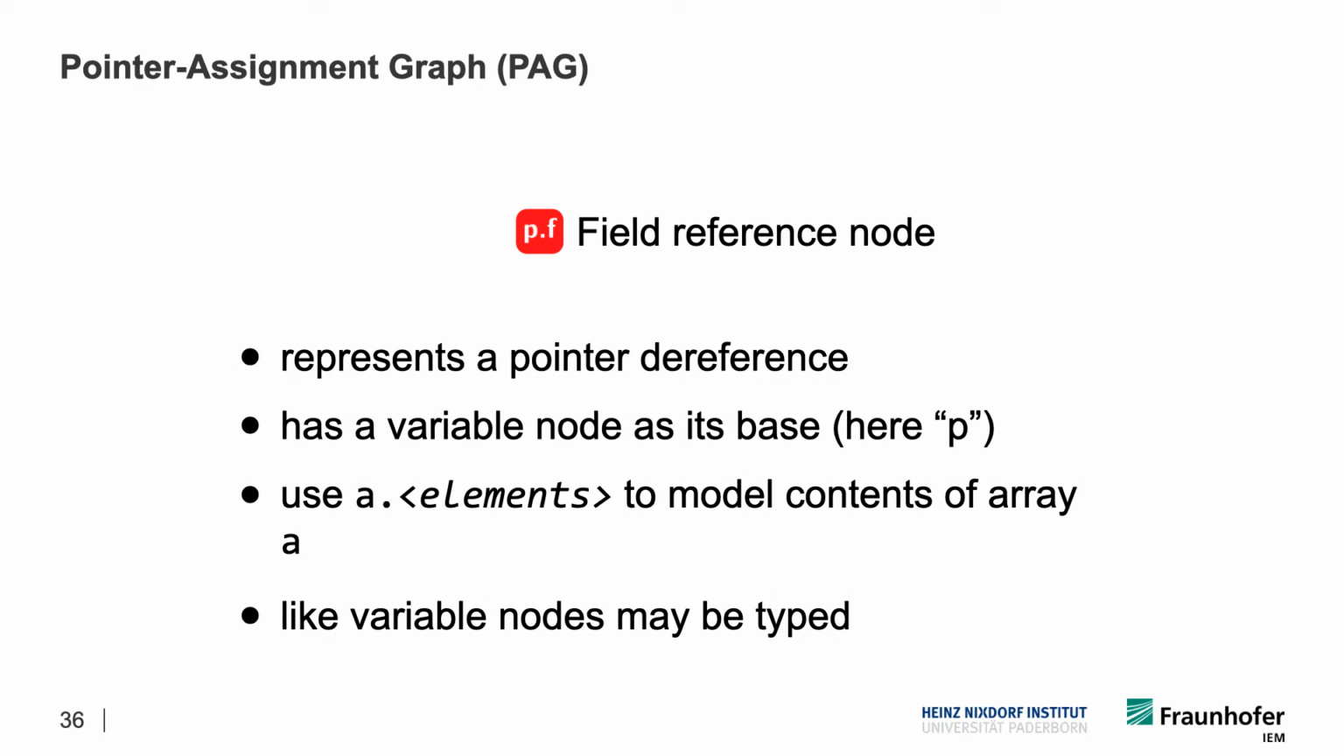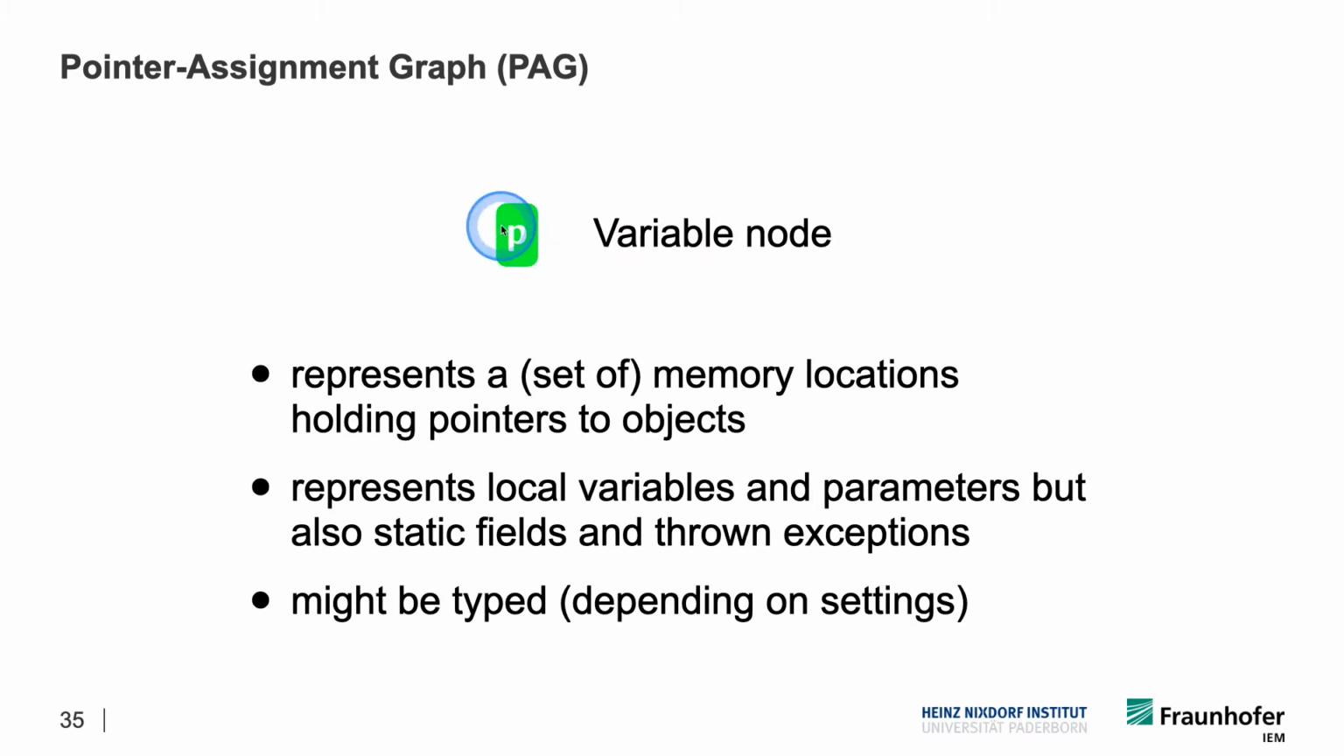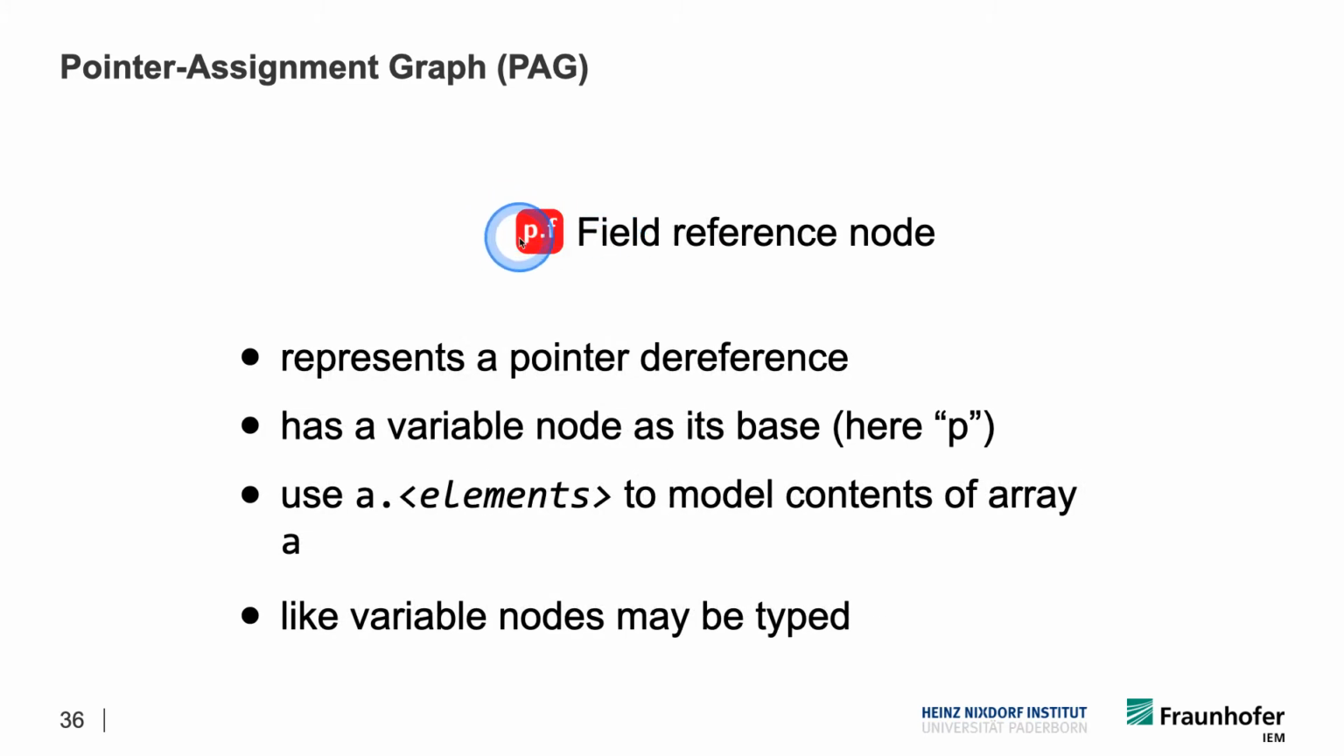Then there are field reference nodes, and they represent simply a pointer dereference or a field access, you can say, right? So that's how they are denoted, and it has a variable node as its base. So basically a green node is embedded here into this red node, you could say. In this case, it's P.